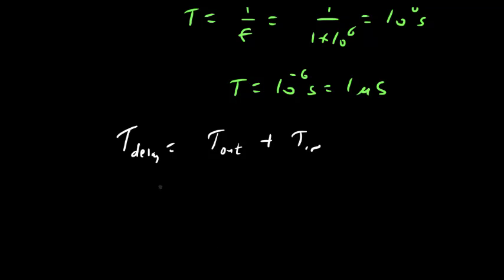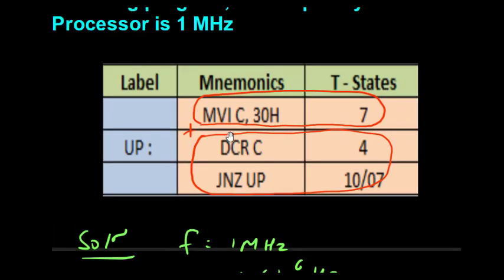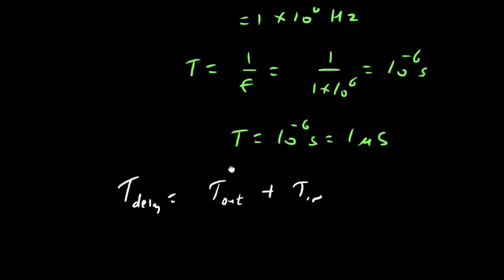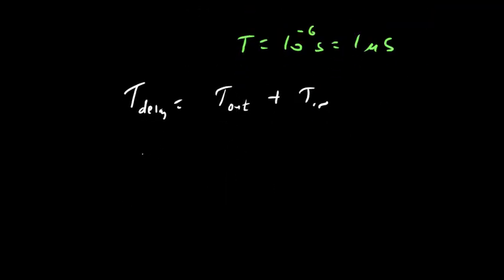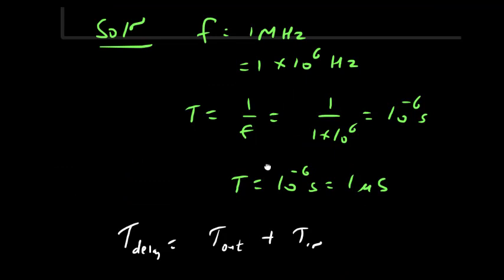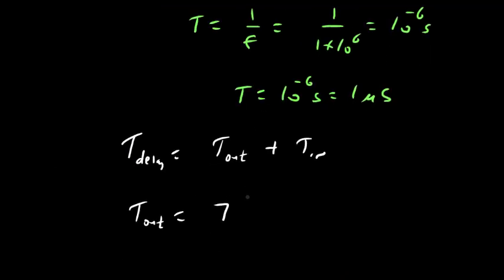Now T out, as we see, outside there is only one instruction, MVI C. So T out is equal to 7 T states, as we have seen, and one T state is 1 microsecond. So this becomes 7 microseconds.